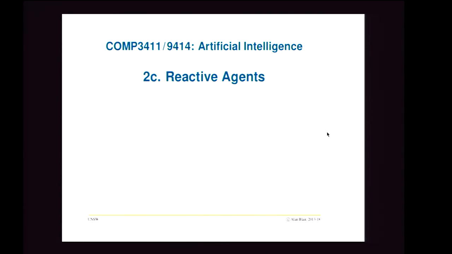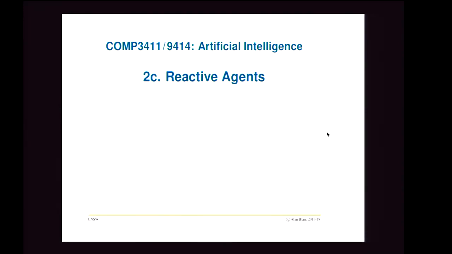Okay, so in the remaining time, I just wanted to pick up on a couple of topics from previous modules that we didn't have time for at the time, but we'll come back to them now. So first I want to say a little bit more about reactive agents.